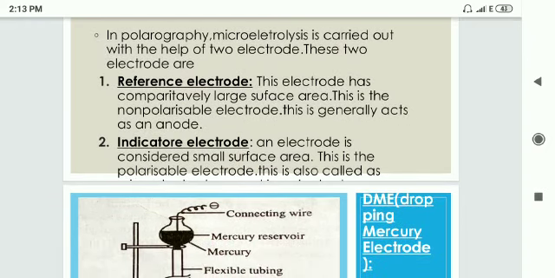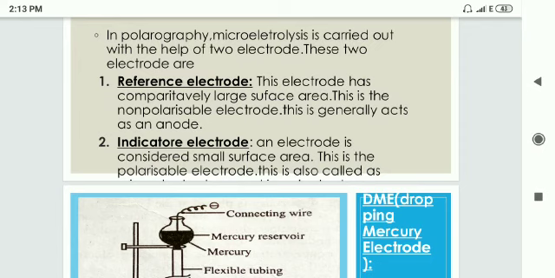called the polarizable electrode. Indicator electrode, generally we say, is the electrode whose potential changes with the course of the experiment. In the sense of polarography, the electrode whose surface area is small is called the indicator electrode, and the electrode is also called the polarizable electrode.